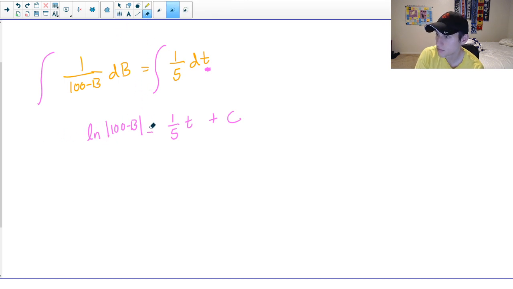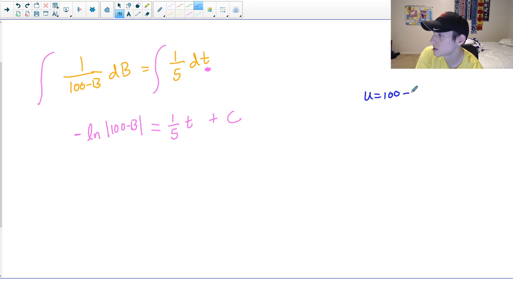But double check yourself. So if I took the derivative of this, I'd have 1 over 100 minus b, but then chain rule, I'd have to multiply by the derivative of the inside, which would give me a derivative of negative 1. So actually, I would need a negative out here. Or you can do the full u substitution.